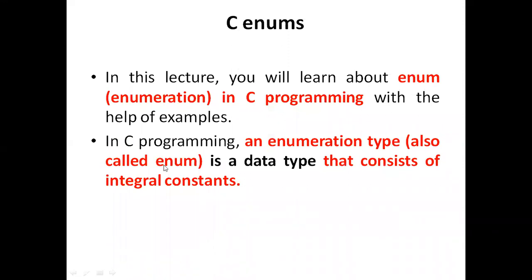Enumeration type is also called enum, a data type that consists of integral constants. We need to remember it as one data type. We need to remember that we use the enum for the declaration of integral constants.